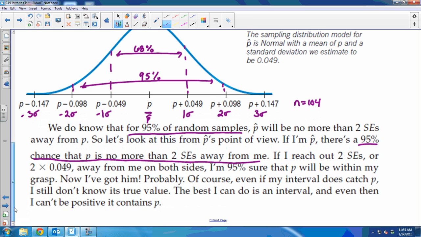So even if your interval catches p, we're still never going to know what p is. That's the whole purpose of this interval. We're trying to establish an interval so that we can try to capture where p would be. We're just never going to know what p is. So we're going to use our estimates to come up with an interval that we think p is going to fall in with a certain level of confidence. All right?